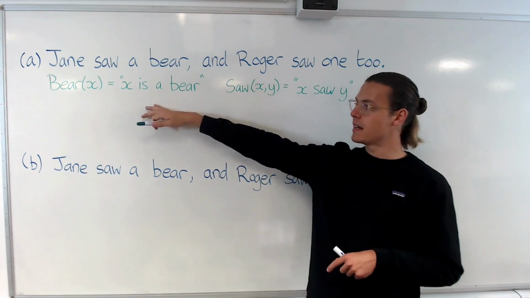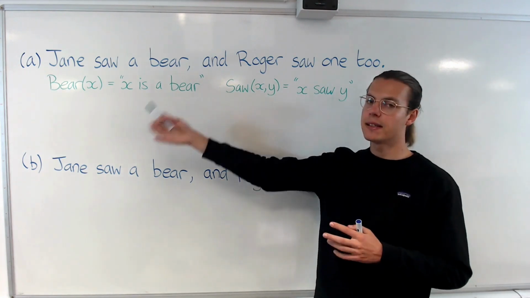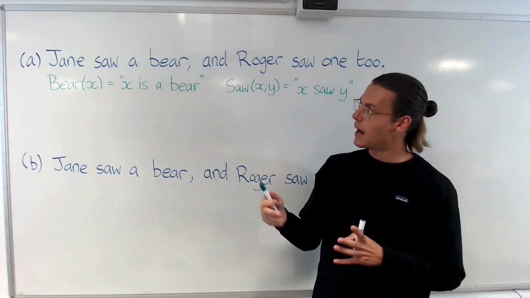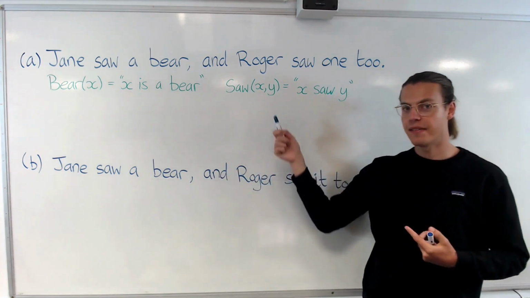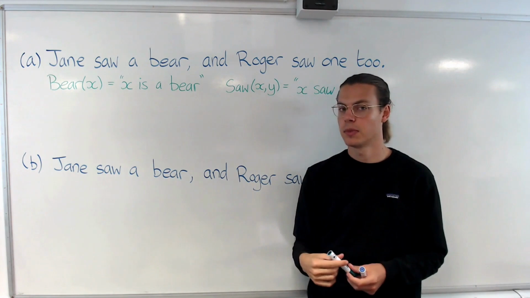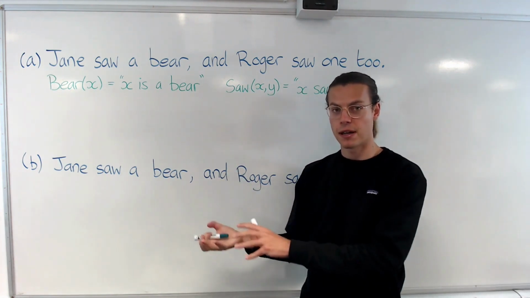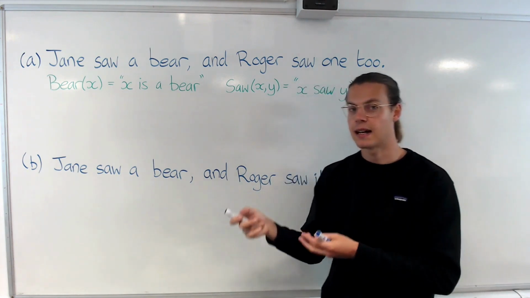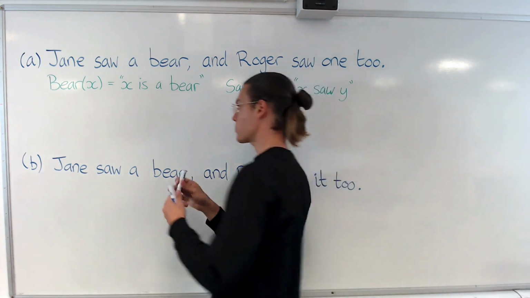And that's all we need for this statement. So what we want to say is that there is a bear that Jane saw, and there is a bear that Roger saw. There is something X such that X is a bear and Jane saw X.